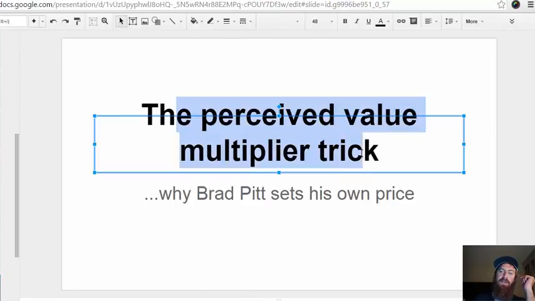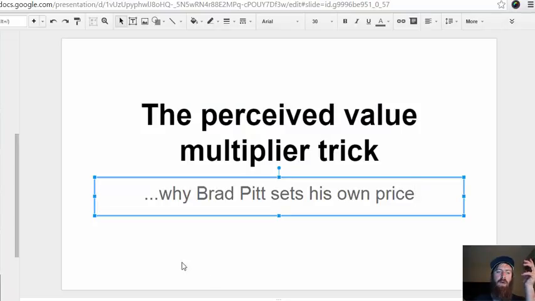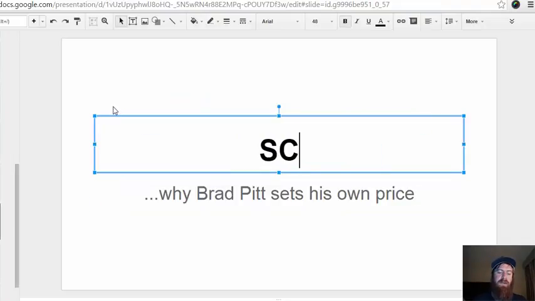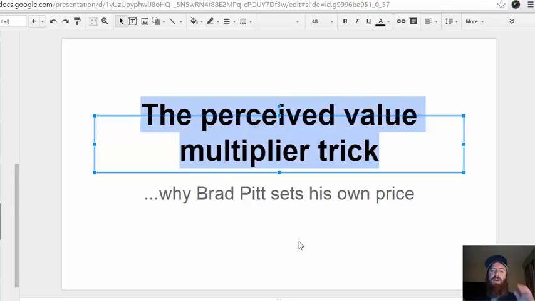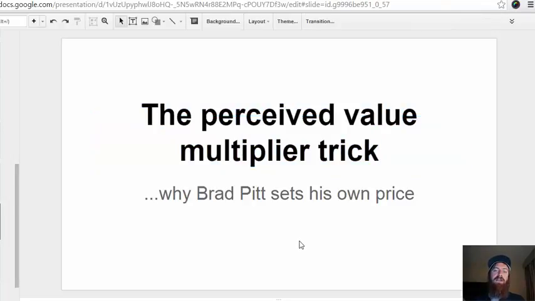I call this the perceived value multiplier trick. This is scarcity. In a word, this is scarcity. I should just rename this scarcity. If there's not a lot of something, you can set your own price.